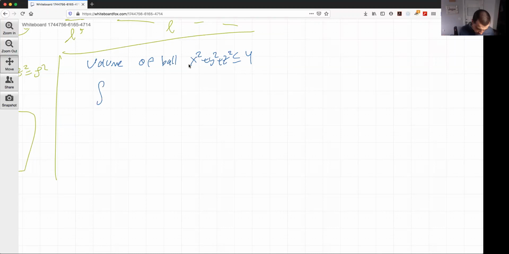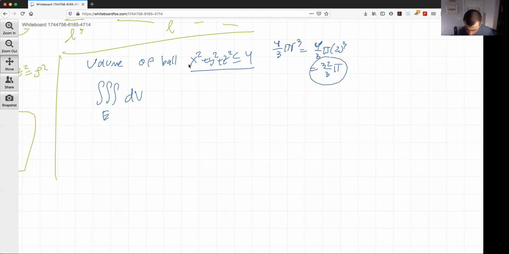As a reminder, the volume is a triple integral over E of dV, so that's just a 1 in the integral. And we actually know this formula: it's 4/3 pi r cubed. So we can do this off the bat. In this case, it'll be 4/3 pi times 2 to the third, which is equal to 32/3 pi.